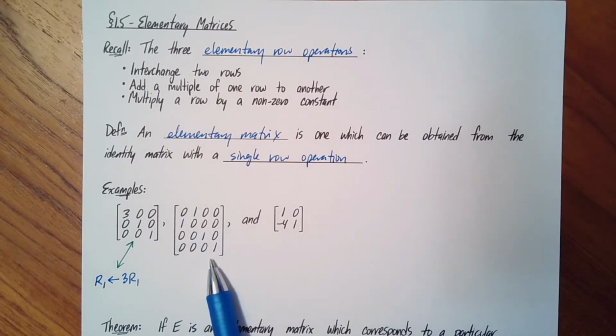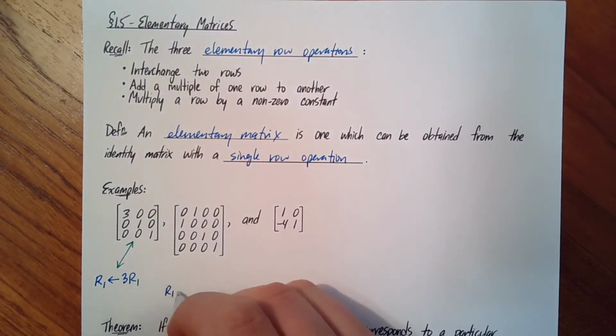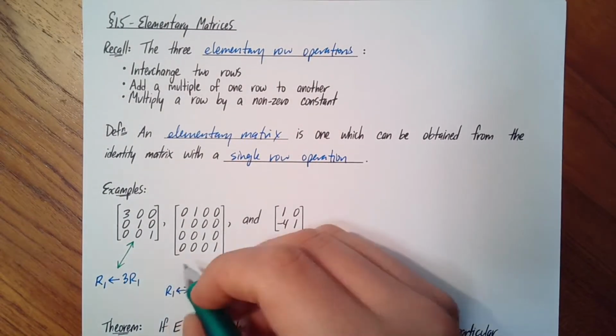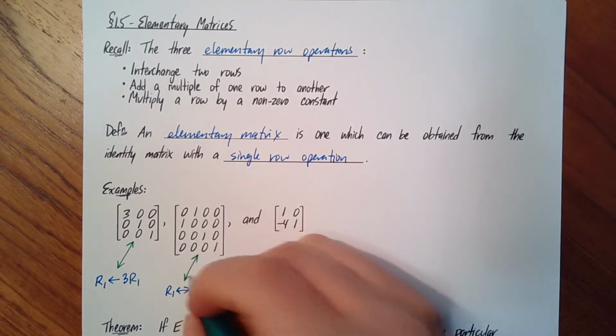Now here's a 4 by 4 matrix. How could you obtain this from the 4 by 4 identity matrix with a single row operation? Well, this almost looks like the 4 by 4 identity matrix. There's only one thing different. Well, two things different. The first and second row are both in the wrong position. And in fact, they've traded places. Right? If this were the 4 by 4 identity matrix, we would actually have this as row 1, and we would have this as row 2. So actually, that's the operation. Switch the first and second row. So row 1 interchanges with row 2. That is the corresponding operation that verifies that this is an elementary matrix.